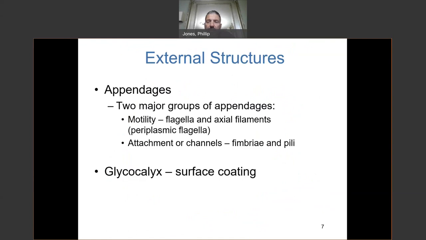So two major groups of appendages for motility or movement: we have flagella or axial filaments. So periplasmic flagella, some of them are internal. And then we'll see how flagella might be peritrichous, amphitrichous, monotrichous. Where is the flagella located? If it's peritrichous, those flagella can move, and this thing can literally spin and turn, all right? If it's only on one end, monotrichous, it's only going to go one way. If it's peri or amphitrichous, it can be on both ends.